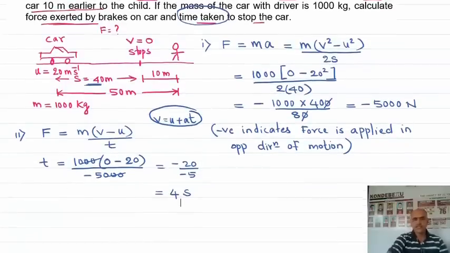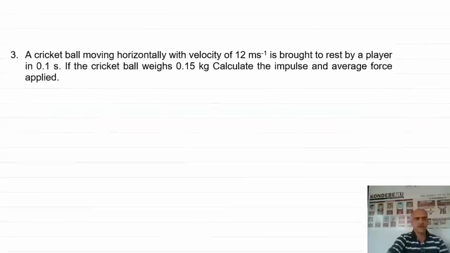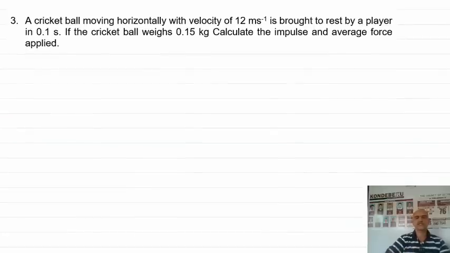Clear? Next, we'll go for the third one. A cricket ball is moving horizontally with a velocity of 12 meters per second and is brought to rest by a player in 0.1 seconds. If the cricket ball weighs 0.15 kg, calculate impulse and average force.